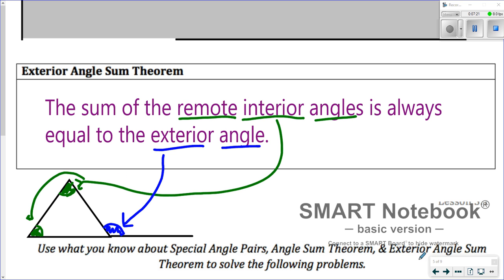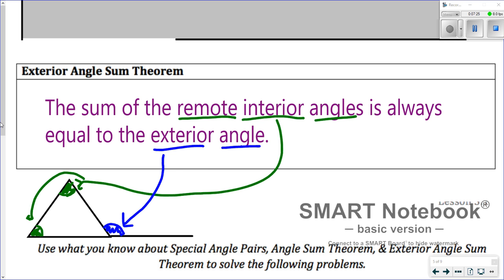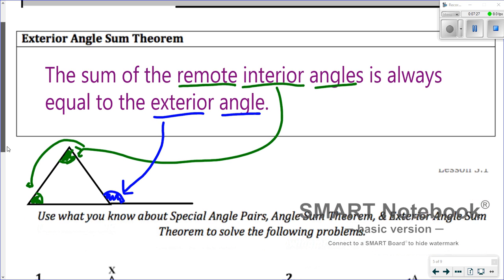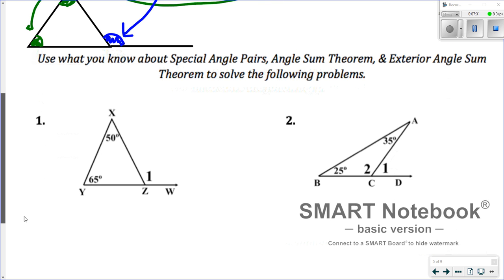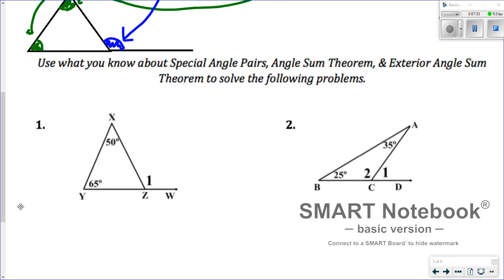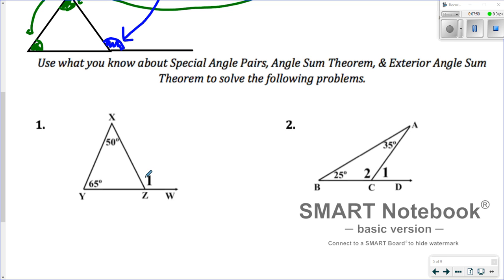Alright. So we're going to do an example based on that exterior angle sum theorem. They want us to use what we know about special angle pairs, the angle sum theorem, and also the exterior angle sum theorem to solve these two problems. The first one has 50 degrees and 65 degrees on the interior, and they want us to find angle 1.